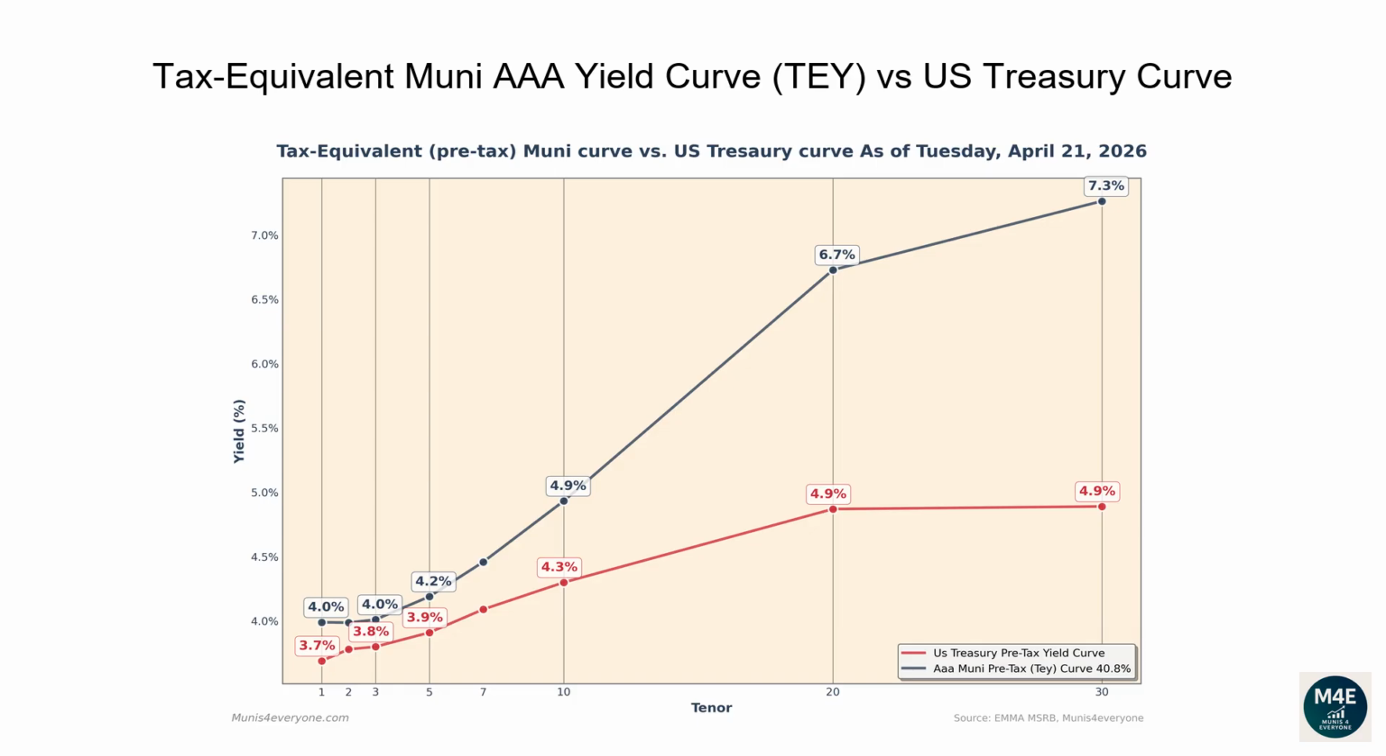For example, if you wanted to buy a 30-year bond, a AAA Muni bond would yield 7.3% compared to a lower yield of 4.9% from a Treasury bond.